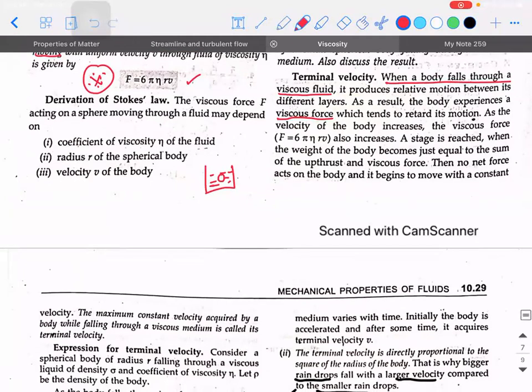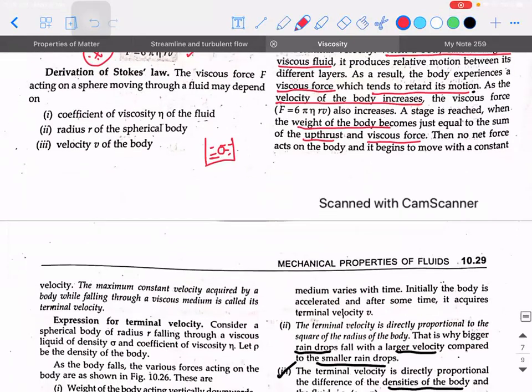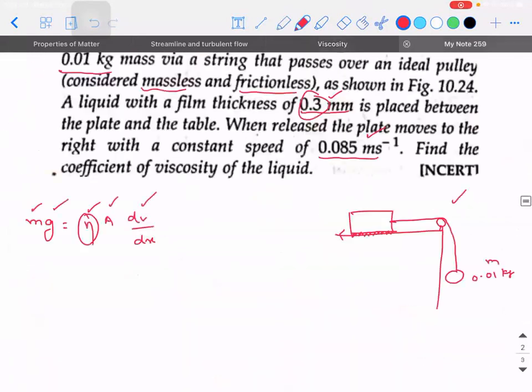Okay, now I'm repeating it. Listen. As a result, the object experiences viscous force, which tends to retard its motion. As the velocity of the object increases, the viscous force also increases. Then there will be a particular stage when the weight of the object becomes just equal to the sum of the upthrust and the viscous force. At that point, the velocity attained by the object is what is called terminal velocity, beyond which the object will start moving with a constant velocity. I will show you the derivation for this.